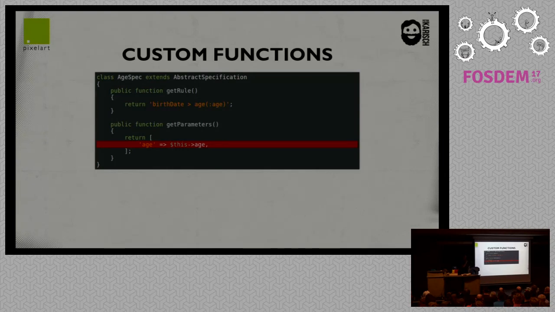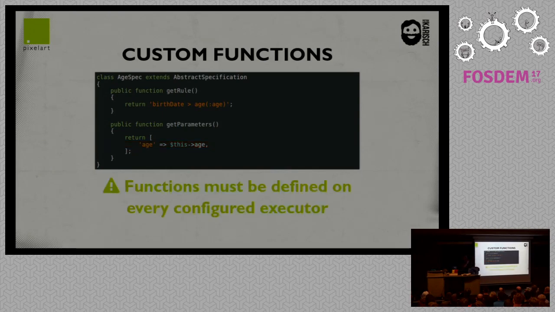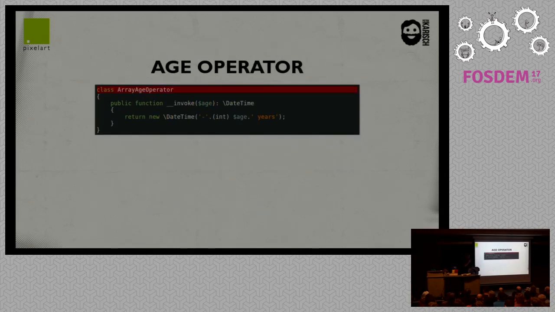I don't want to do date time math in my daily code base. So the date time math is done by the custom function age. And it's a custom function, so we must define it for every executor, array visitor, Doctrine builder, and so on. Let's take a look at how we do it.